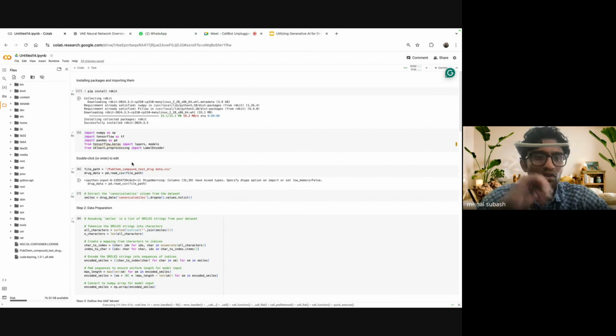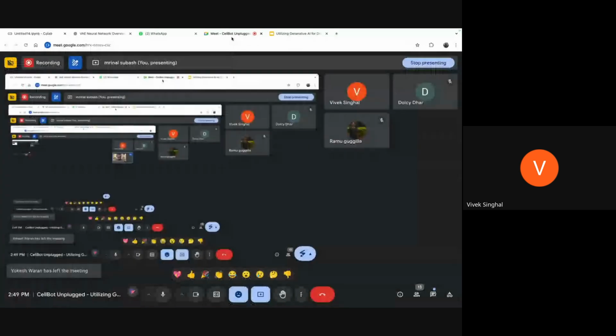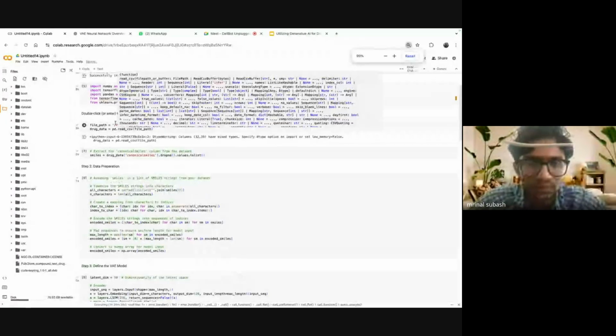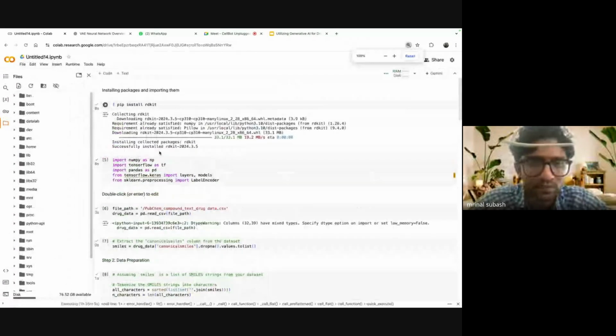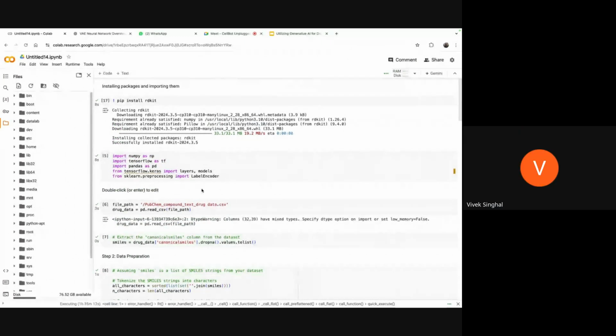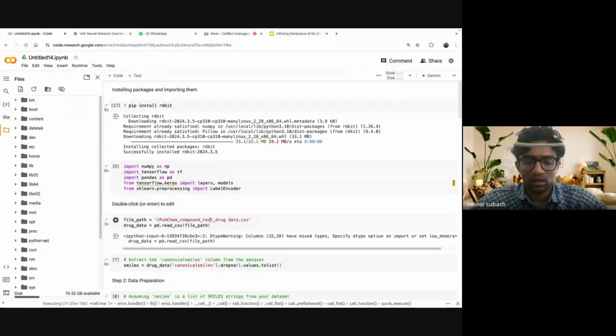So can everyone see this piece of code? No, can you increase the font, please? Yes. Okay. Can you see this code? Yeah, maybe a tad more. Okay. Yeah, good now. It's good. Okay. I'll just load.